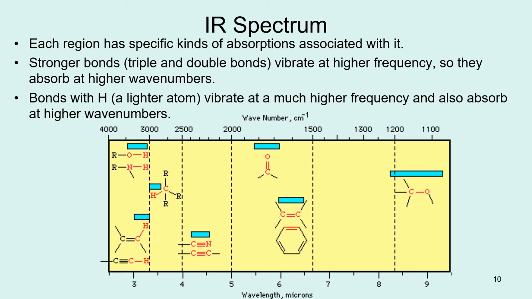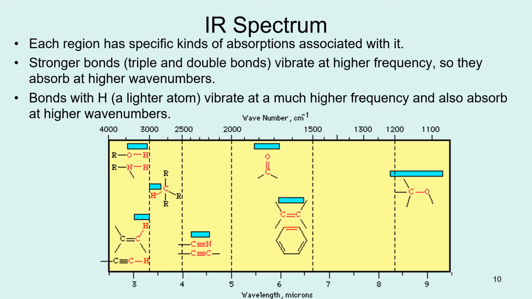That's because these bonds are a little bit stronger, and so when they do vibrate, they tend to vibrate at a higher frequency. And then we have our single bonds up here to an H. So these are all of our H bonds, OH, NH, CH, and they tend to be very high frequency because the hydrogen is so light. And so you can see that there are different regions here.